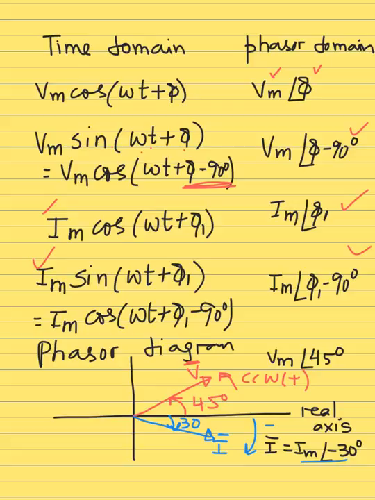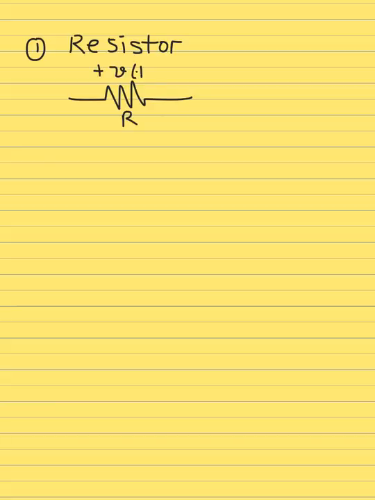Now let's do the phasor analysis for different circuit elements, including resistor, inductor, and capacitor. Okay, so the first element is the resistor. This is how you draw a resistor in its time domain form. Let's say here is the voltage across it, Vt, and here is the current flowing through it, I, in time domain.